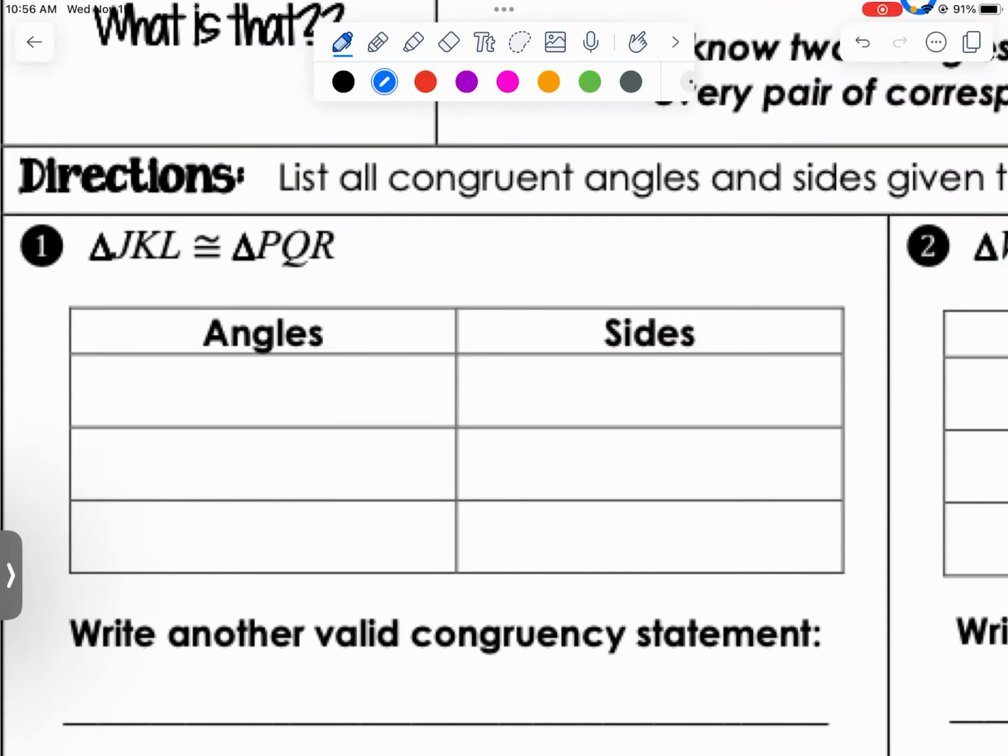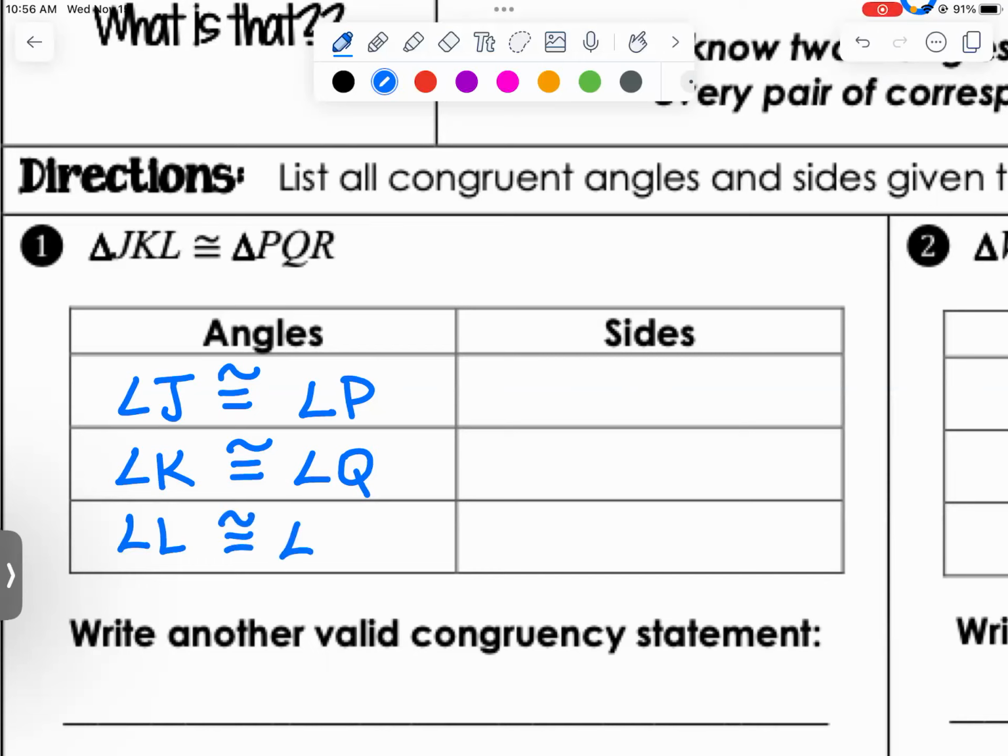So how am I supposed to know what angles are congruent to what angles? Well, when we write our congruence statement, J corresponds with P, K corresponds with Q, and L corresponds with R. So we know from this that angle J is congruent to angle P because they're in corresponding places in the name. Angle K is congruent to angle Q, and angle L is congruent to angle R.